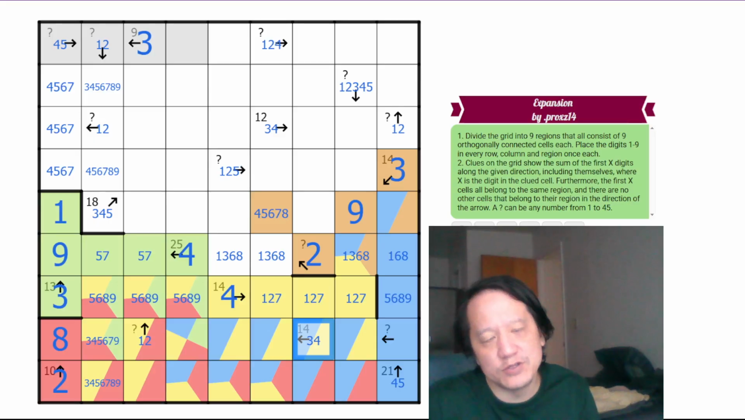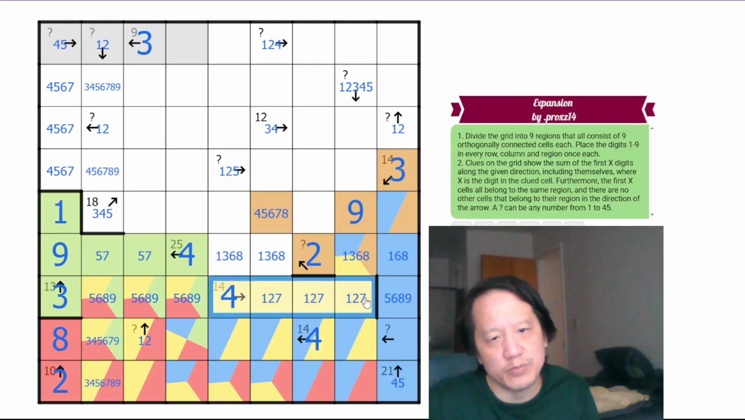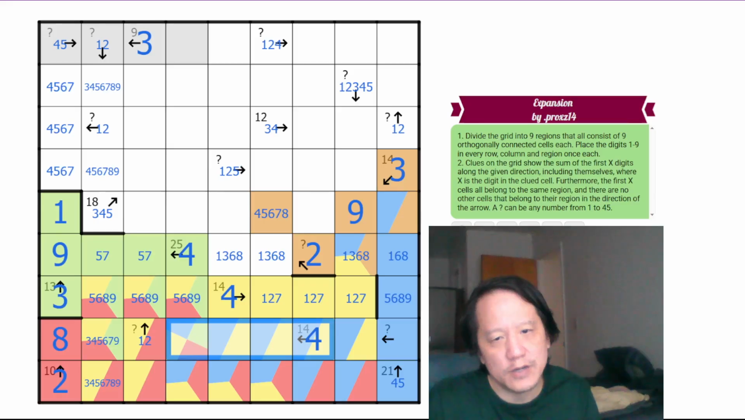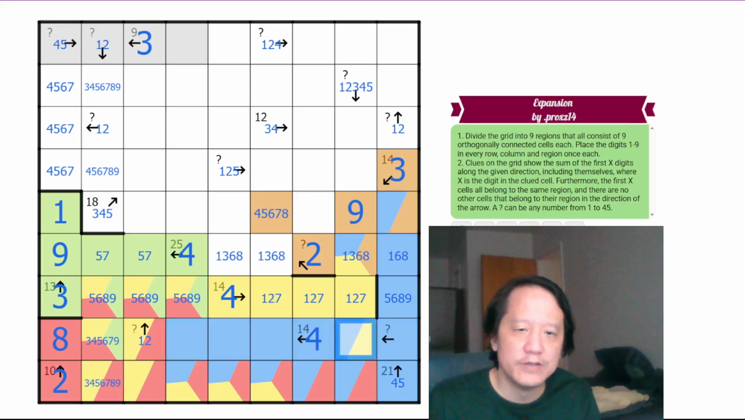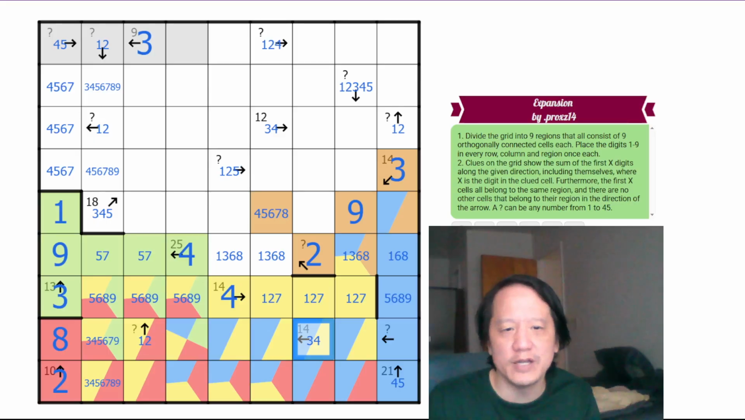So if we try to make this 4, it can't be part of yellow because yellow already has a 4. It would have to see 4 blues this way, which means blues would have to go all the way over here. And then this would not be 4, it would be 5 because we already have a 4 in the blue region. But that's too many. 1, 2, 3, 4, 5, 6, 7, 8, 9, 10. Therefore, this cannot be blue. It has to be yellow, and it must be 3.